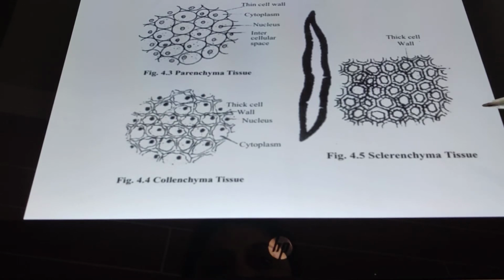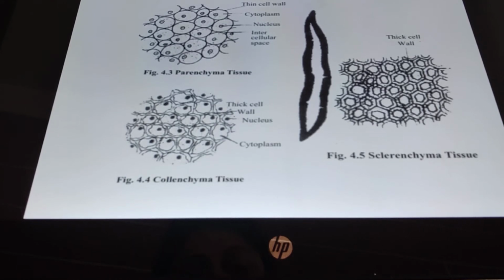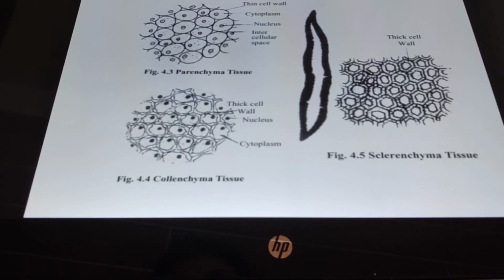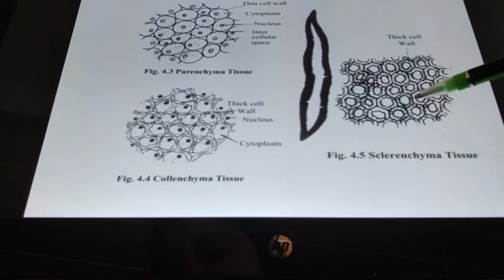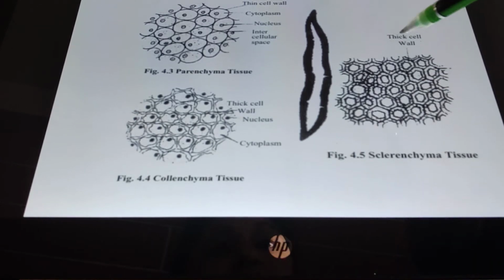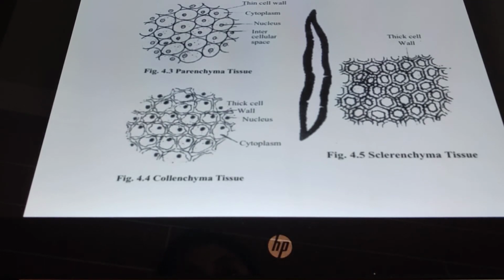The third type of simple permanent tissue is sclerenchyma tissue. These tissues, children, make the plant hard and stiff. The hardness and stiffness of the plant is due to the sclerenchyma tissue. For example, the husk of coconut is made up of sclerenchyma tissue. Here you can see one is a longitudinal section, the second is a transverse section. They are long and narrow, with a thick cell wall all around.